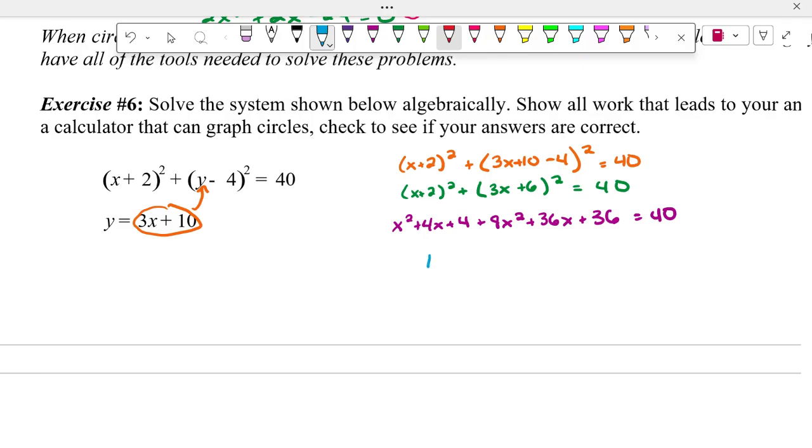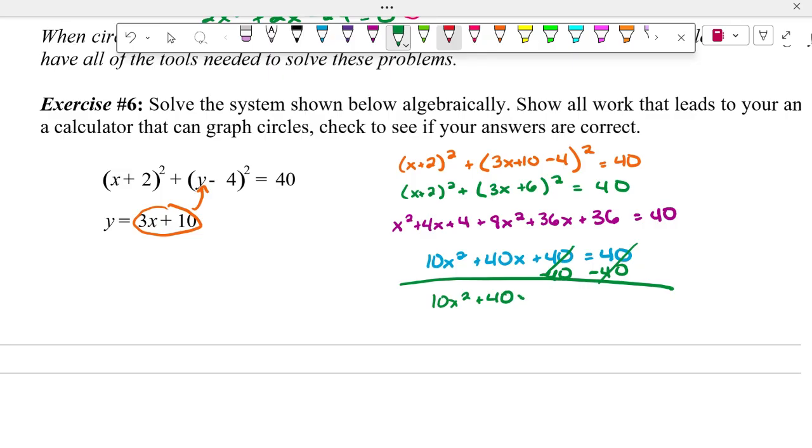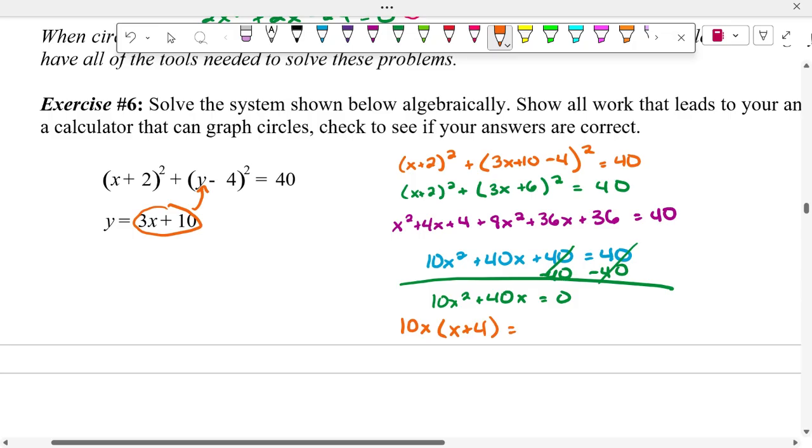Combine the like terms. So I have 10x squared. What's my x's? Plus 40x plus 40 is equal to 40. Now what do I do? Subtract the 40 from both sides. That's gone. I have 10x squared plus 40x is equal to 0. Now I can do a GCF. Factor out 10x, and I have 10x times (x plus 4) is equal to 0. Set both of them equal to 0. X is going to equal 0 and negative 4.